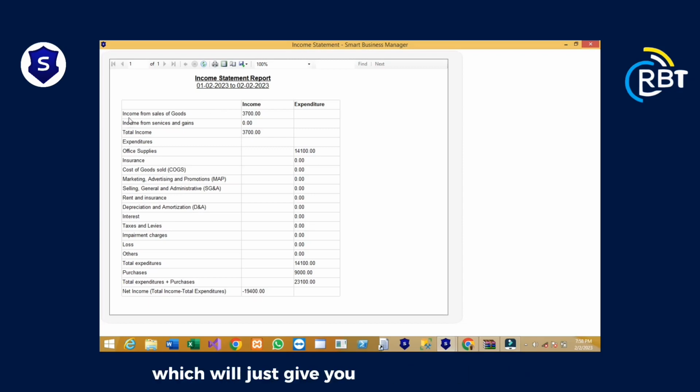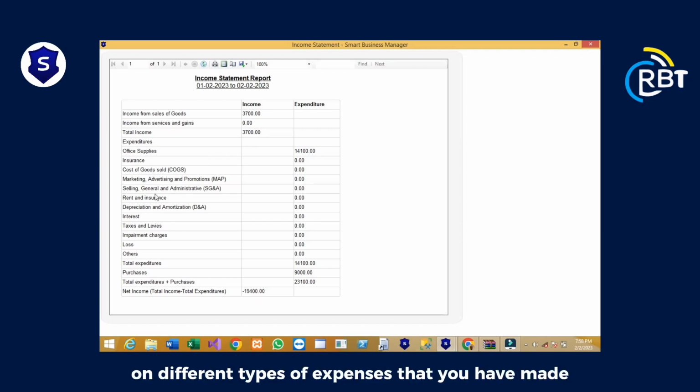Now, what will income statement give you? It will give you the total of all the sales you have been making. Although it separates them from the services, the total sales I get is 37. That's what I've sold from this particular date. So you can set any date you want, right? Now, all the expenditures I've made, I've made different expenses. You have the office supplies; it categorizes them into the different types of expenses you have made. Of course, you select them when you are making such expenses. Total expenditure I've made is 14,100.